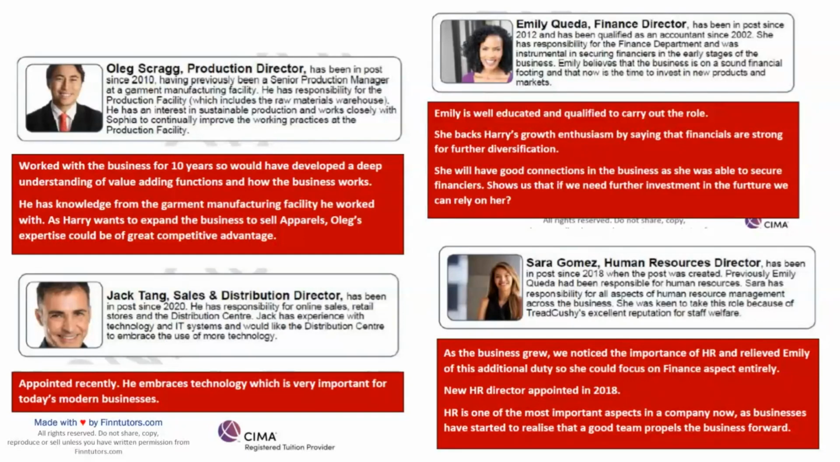Finally, continuing from where we left off, we did the first two directors. We're now on the next director, which is Oleg Scragg. He is the production director. He has been in the post since 2010, having previously been a senior production manager at a garment manufacturing facility. So he worked at a garment manufacturing facility and then moved to us. He has the responsibility for the production facility, which includes the raw material warehouse. He has an interest in sustainable production and works closely with Sophia to continually improve the working practices.